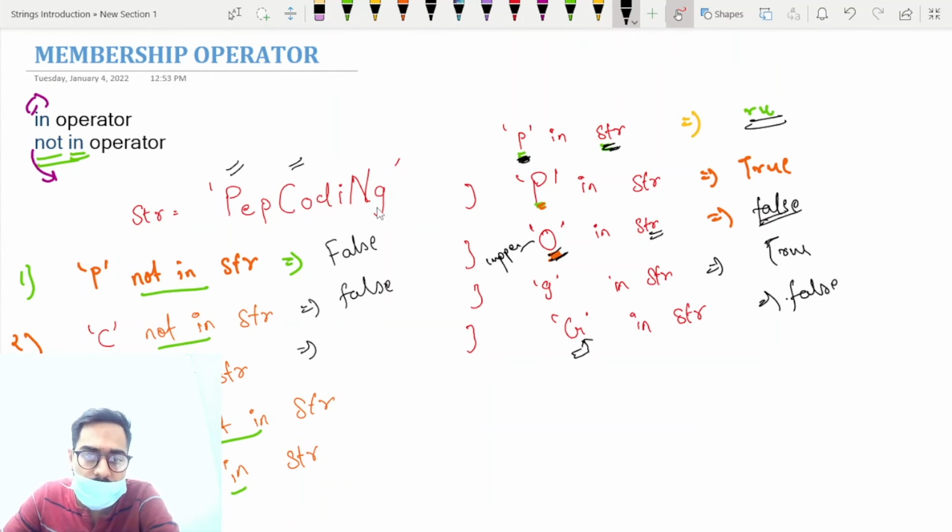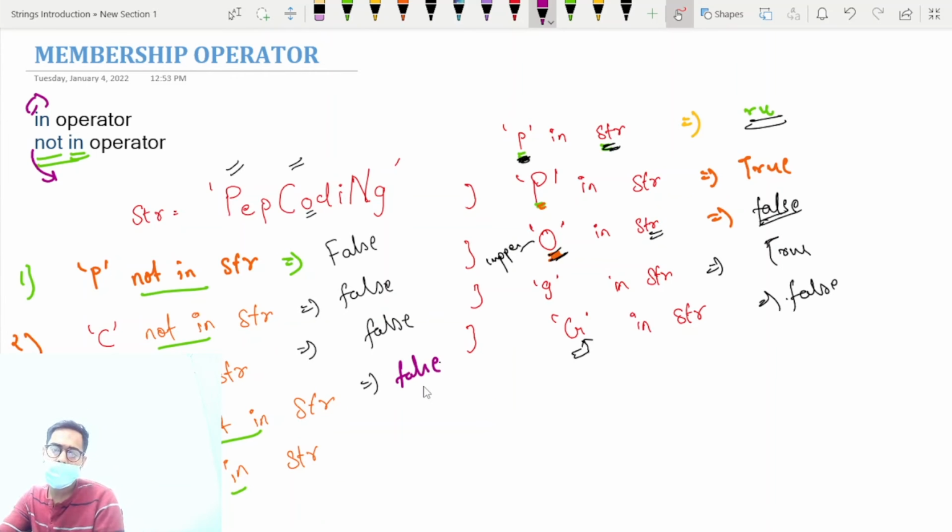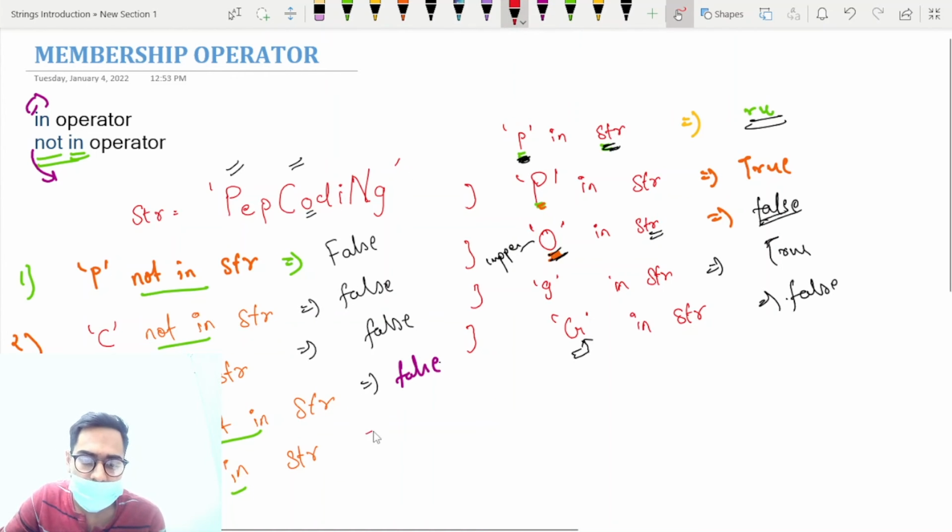G in str. Is G present in str? This is capital. No, it is not present. O not in str. Is O not present in str? Yes, O is not present in str, so it will give you, just a second, I also got confused over here. The question is O not in str, but O is present, so it will give you false. Now, the last one, N in str. Capital N is present in str, it will give you true.